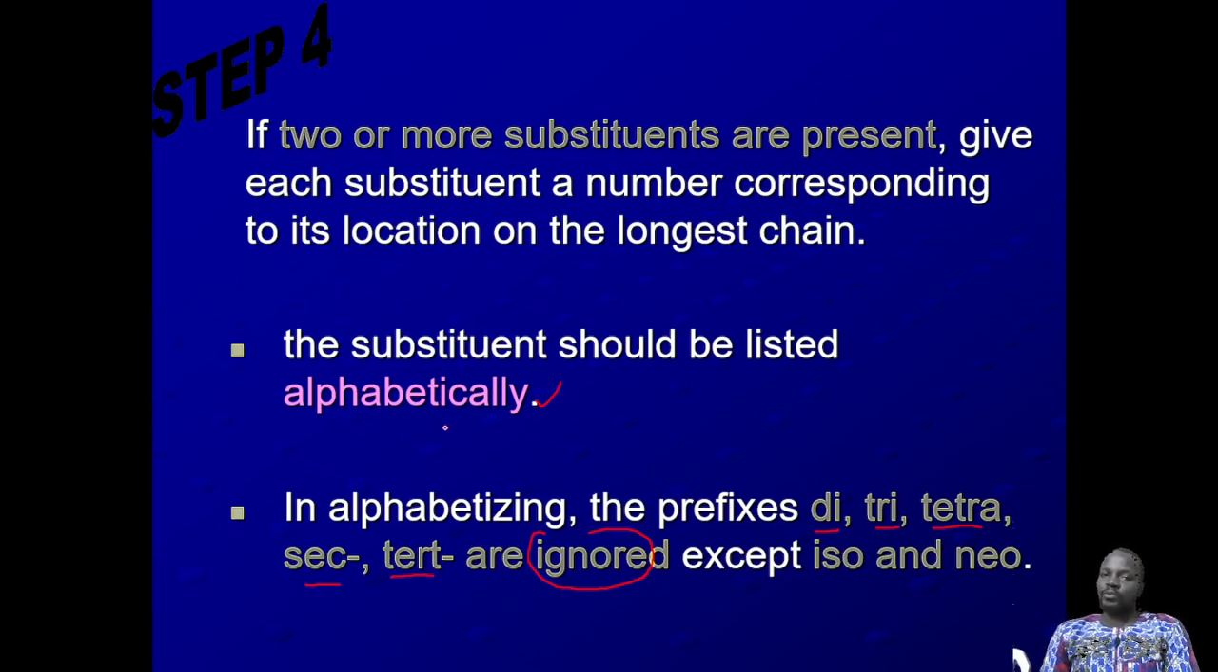So when you have more than two substituents present in a given compound, be careful about this. But there is an exception. When you have iso, when you have neo, we put them in the alphabetical order. But whenever we are labeling anything that is not iso and neo, the prefix is always neglected. So let's move in sequence.